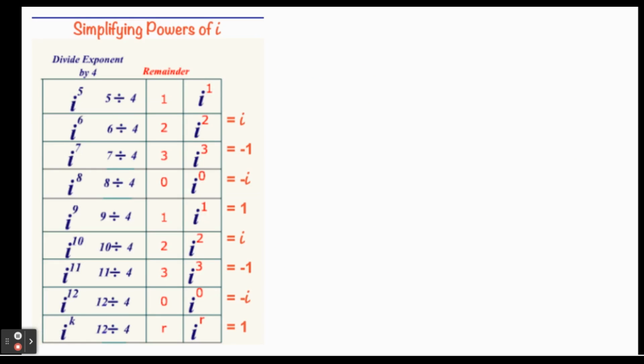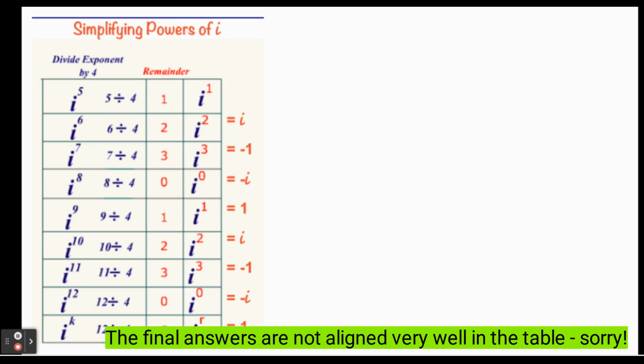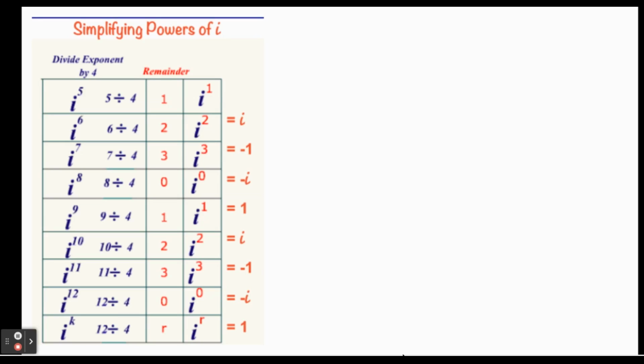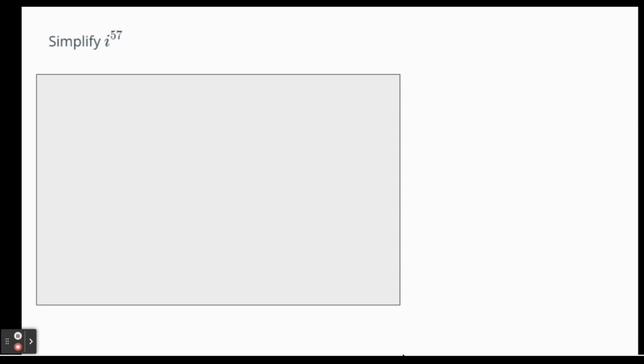So a quick way to figure out what it will simplify to is you can divide the exponent by 4, and whatever remainder you have left over is really going to be the answer to the final simplification of i. So if it has a remainder of 1, it's just going to be i to the 1. If it has a remainder of 2, it's going to be i squared, which is actually equal to -1. So we're really just looking at that remainder. And then remember, if it's a remainder of 0, then it's just going to be 1.